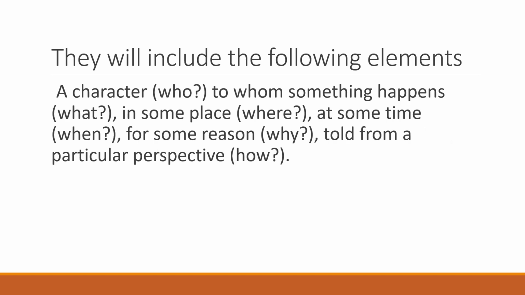So they include the following elements: a character, which for a personal narrative is usually going to be you, though you have other characters as well probably. Then you have to whom something happens, what, in some place, where, at some time, when, for some reason, and it's told from a particular perspective. Most of those are pretty basic, the elements of a story, but told from a particular perspective is important because that indicates that you're not just detailing the events, you're also putting some kind of flair or emotion or message or direction for how something should be read into it. And we'll talk about that more in just a couple of slides.